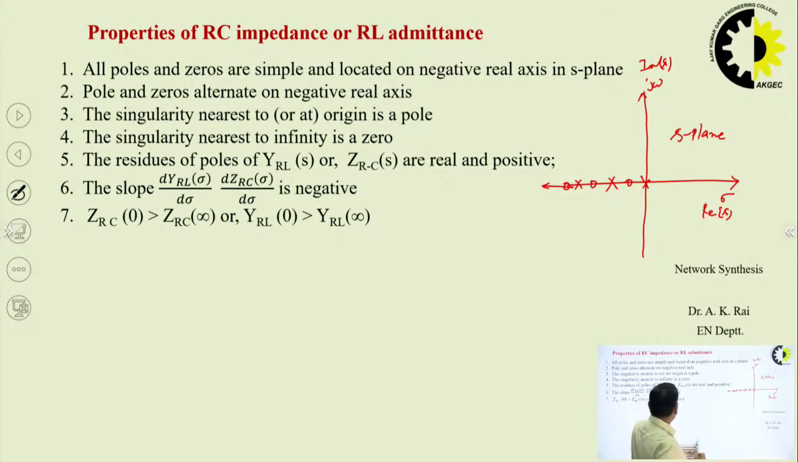The residues of poles of this RC impedance or RL admittance are real and positive. The slope of this is negative, and ZRC at S equal to 0 is greater than ZRC at S equal to infinity, or YRL. So these are the properties required to check whether the given function is ZRC or YRL.